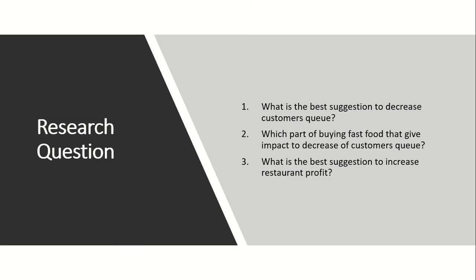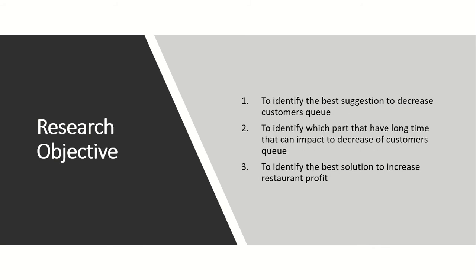Our research question is, what is the best suggestion to decrease customer queue? Second, which part of buying fast food gives impact to the decrease of customer queue? And third, what is the best suggestion to increase restaurant profit? Our research objectives, we have three. First, to identify the best suggestion to decrease customers' queue. Second, to identify which part takes a long time that can impact the decrease of customers' queue. And third, to identify the best solution to increase restaurant profit.